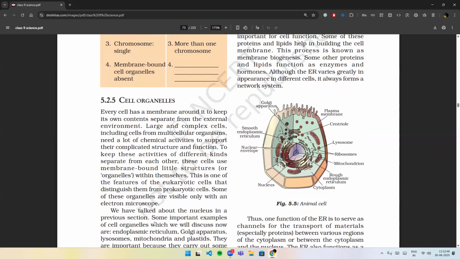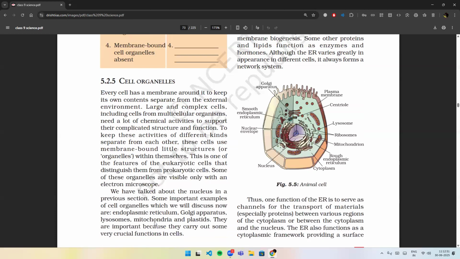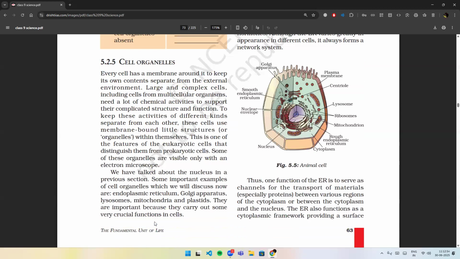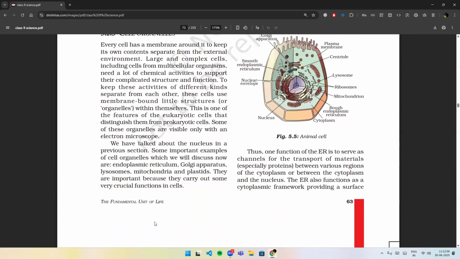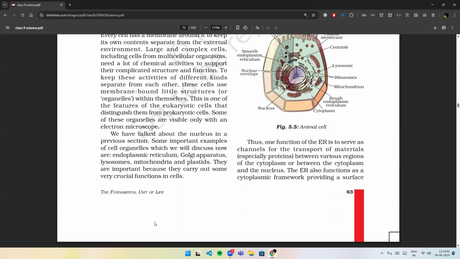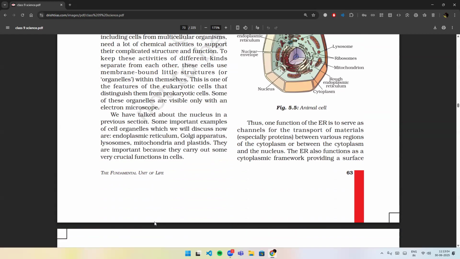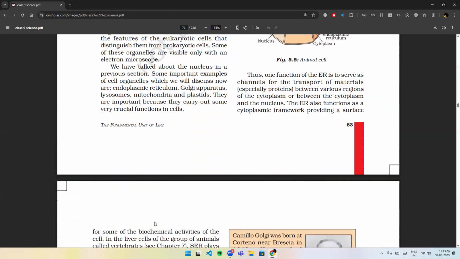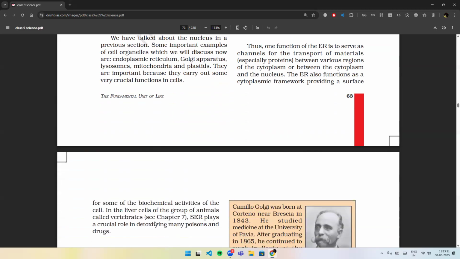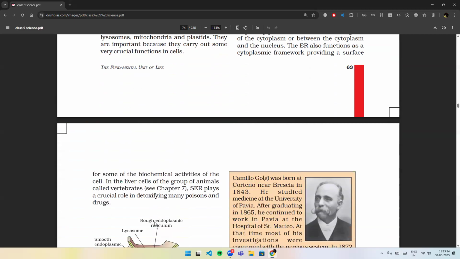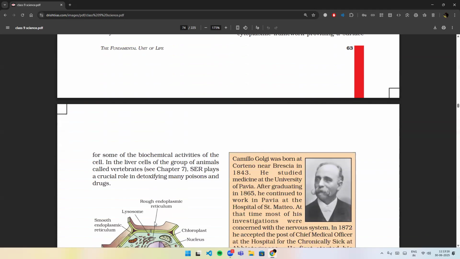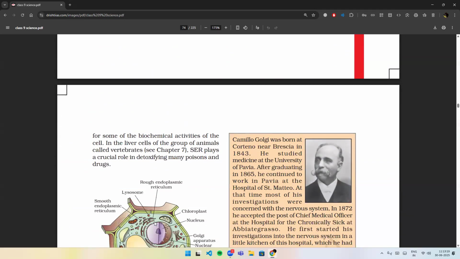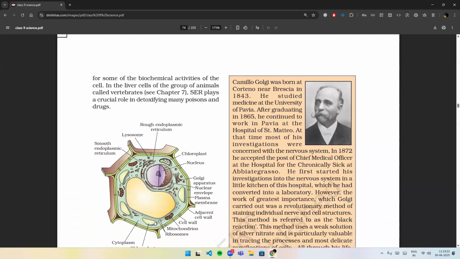Although the ER varies greatly in appearance in different cells, it always forms a network system. Thus, one function of the ER is to serve as channels for the transport of materials, especially proteins, between various regions of the nucleus or cytoplasm or between the cytoplasm and the nucleus. The ER also functions as a cytoplasmic framework, providing a surface for some of the biochemical activities of the cell. In the liver cells of the group of animals called vertebrates, SER plays a crucial role in detoxifying many poisons and drugs.